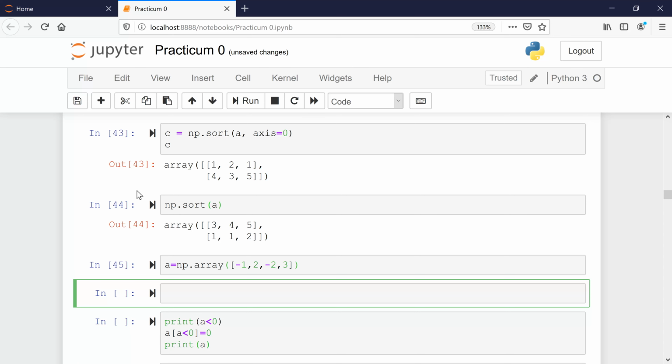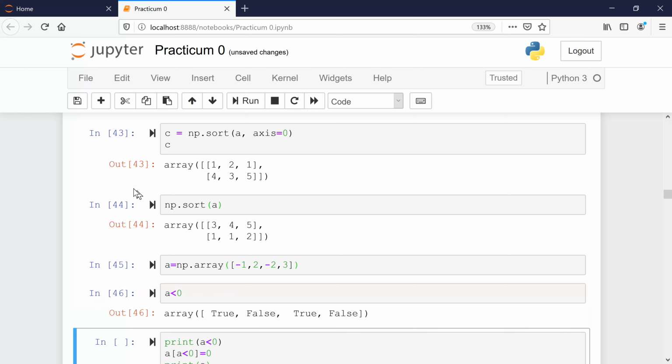Okay, what is A less than 0? A less than 0 is a list actually. It's a Boolean array, if you like, having actually 4 components. The first one is true because the first component is less than 0. The second component is bigger than 0, so it's false, and so on.